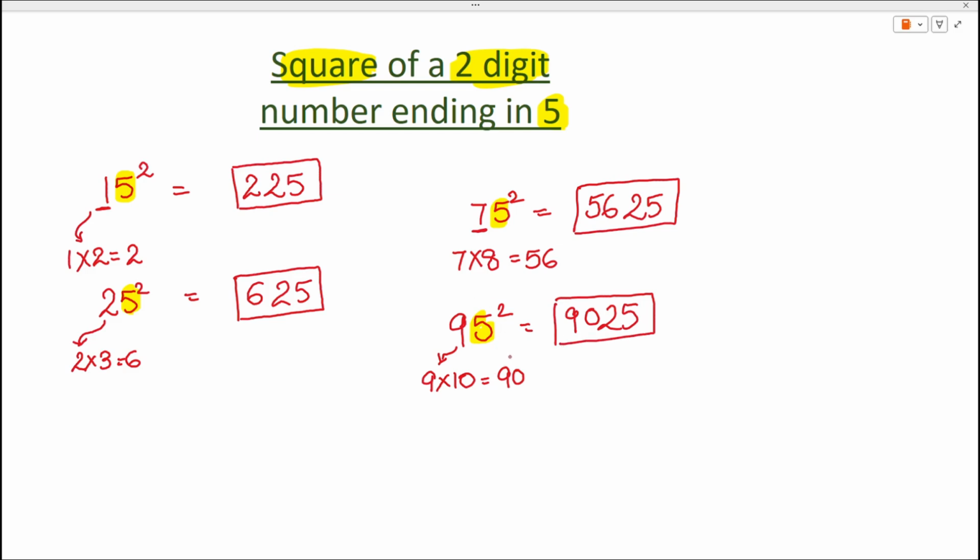So you see how easy it is to calculate the square of a two-digit number ending in 5 without even using a calculator.